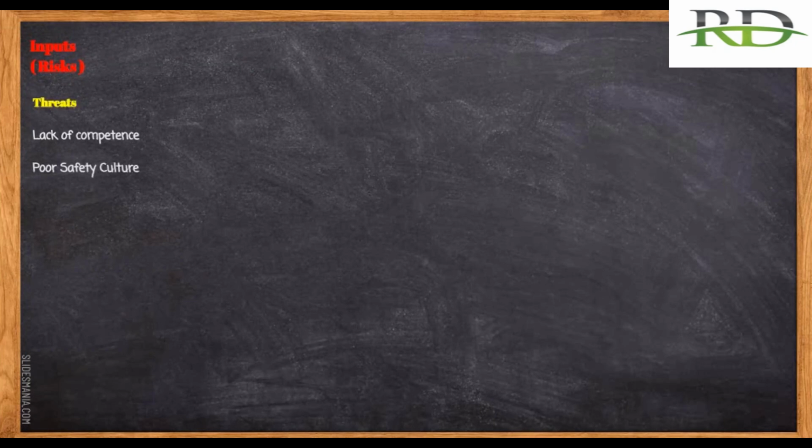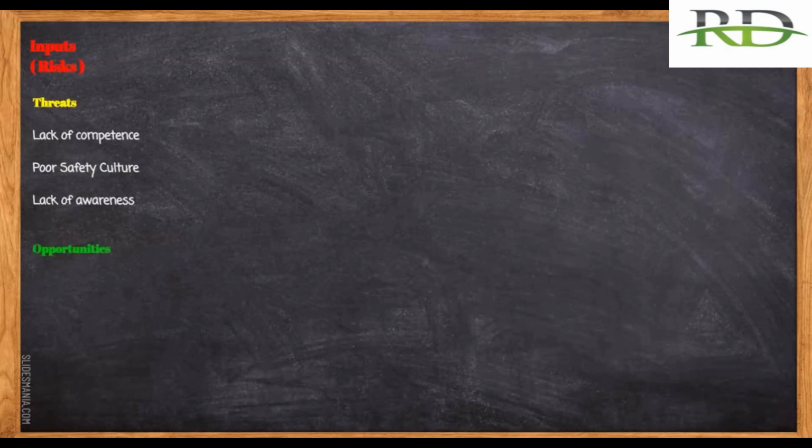These inputs are called risks. These are basically the risks to the intended outcomes, the risks to the quality, safety, and environmental objectives. These can be threats. For example, a threat to quality management can be lack of competence. A threat to safety management can be poor safety culture. A threat to environmental management can be lack of awareness.